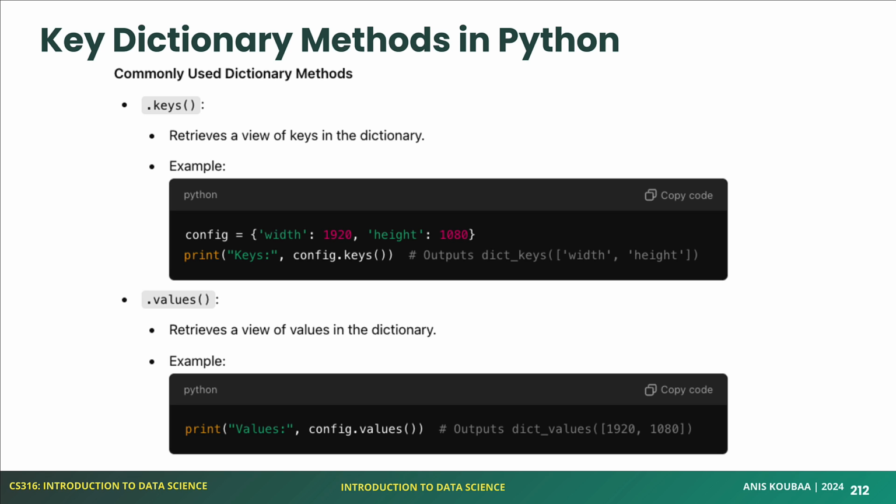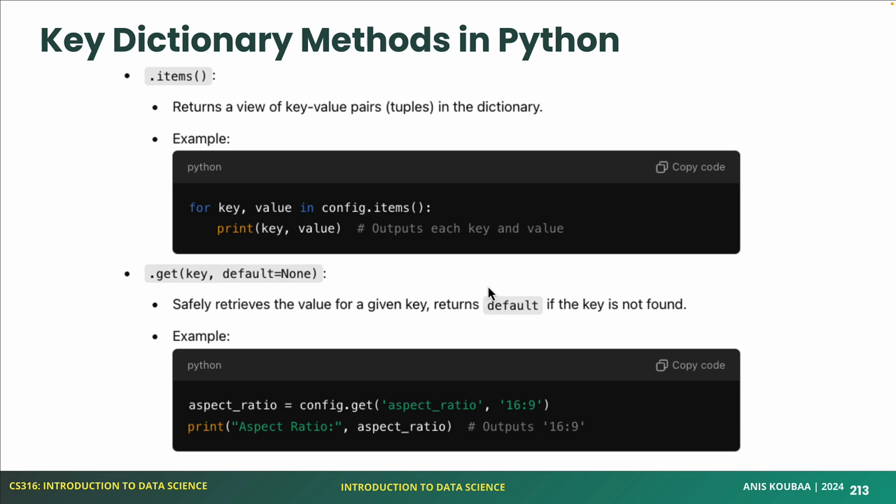So for the commonly used dictionary methods, we have dot keys, which retrieves a view of all the keys in the dictionary. So you can return all the keys by calling config.keys. The name of the dictionary dot keys is going to return a list that contains all the keys. Dot values, of course, will retrieve a view of all values in the dictionary. In this case, it's going to return 1920 and 1080.